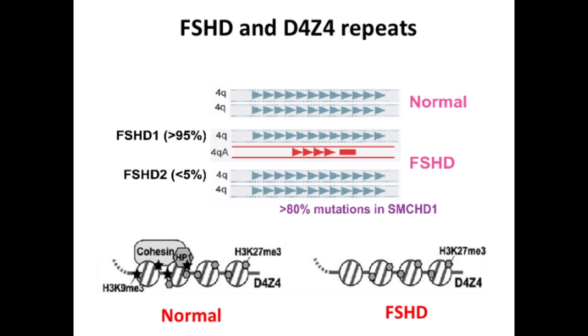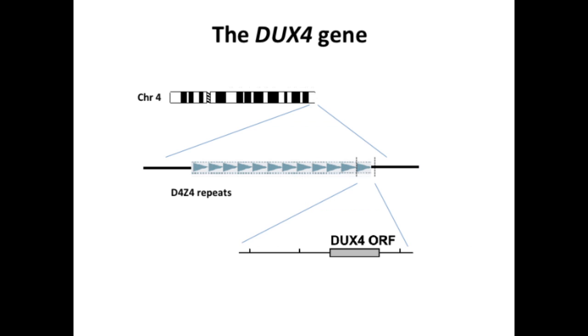Although the loss of histone H3 lysine 9 trimethylation heterochromatin appears to signify FSHD, its functional significance was unclear. Each D4Z4 repeat harbors a DUX4 open reading frame, which encodes for a transcriptional activator protein. DUX4 is upregulated in FSHD muscle cells, and overexpression of DUX4 caused muscle differentiation defects. Therefore, DUX4 is considered to play a critical role in FSHD pathogenesis.